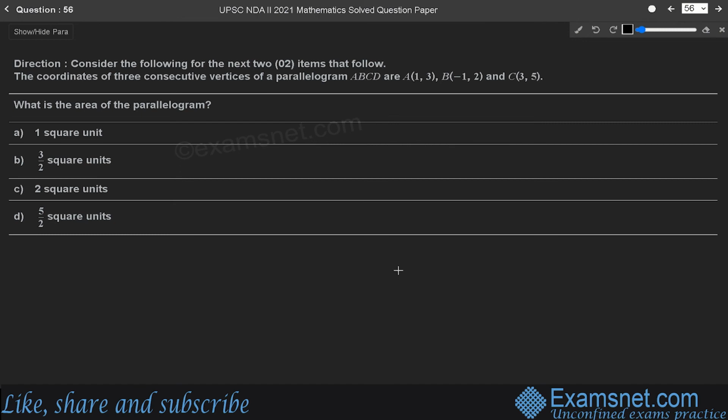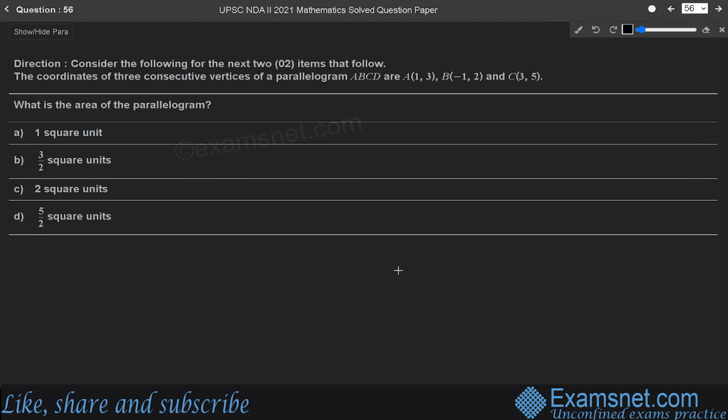Next question also has the same directions, but in this question we have to find the area of the parallelogram. The vertices are again the same: A is (1, 3), B is (-1, 2), C is (3, 5) and D is (5, 6) from the previous question.